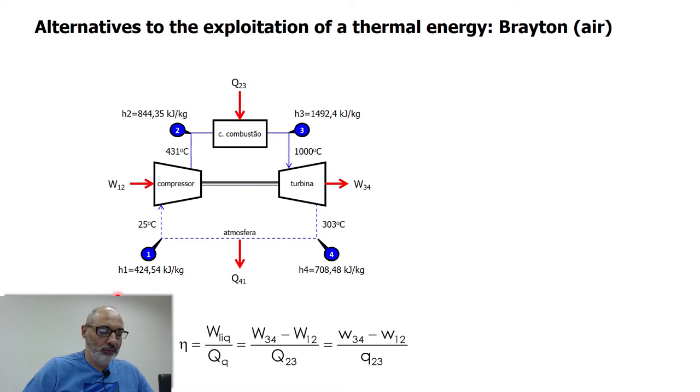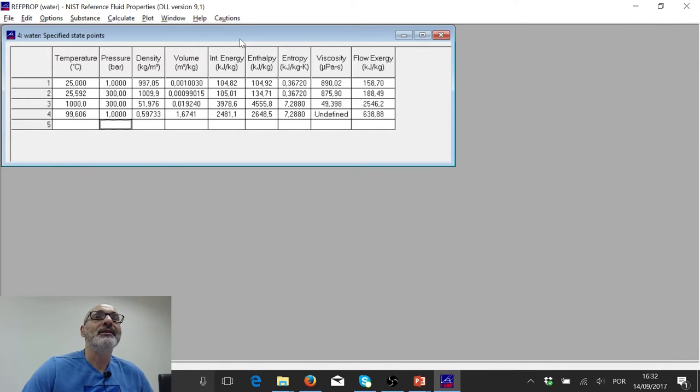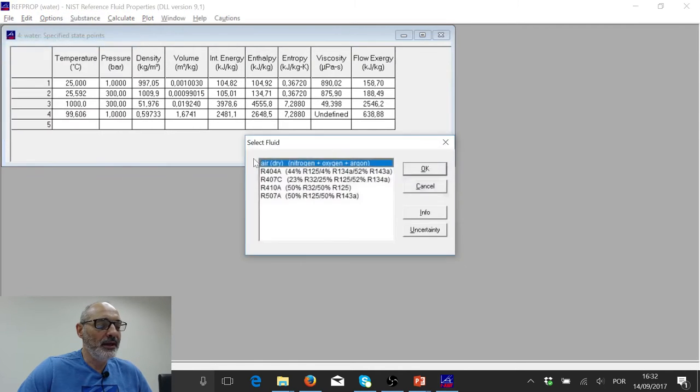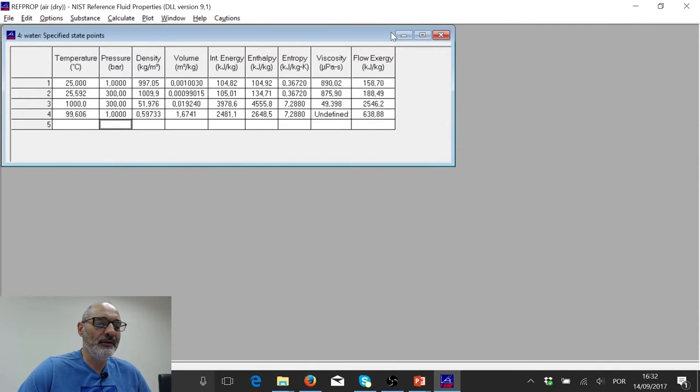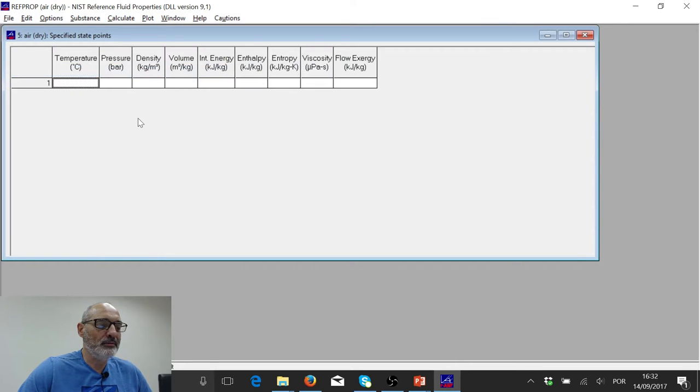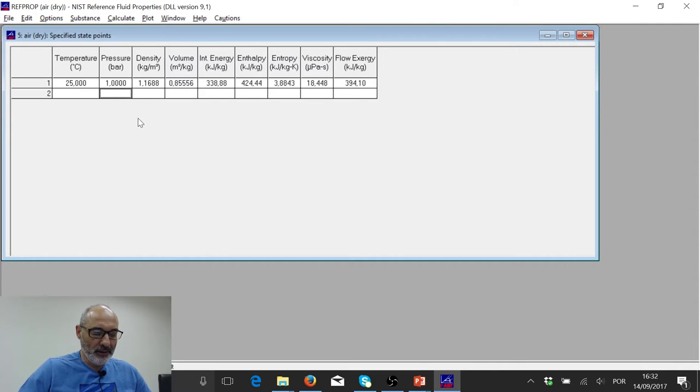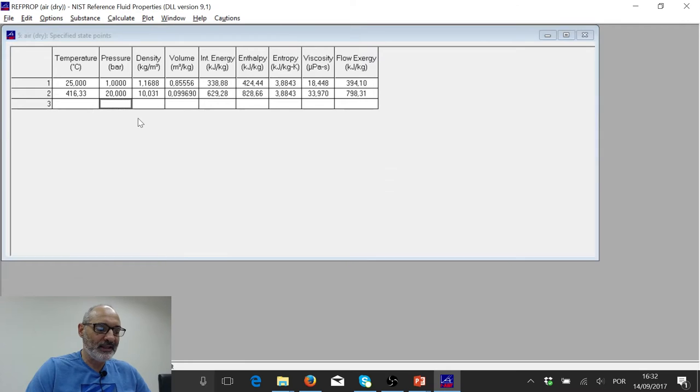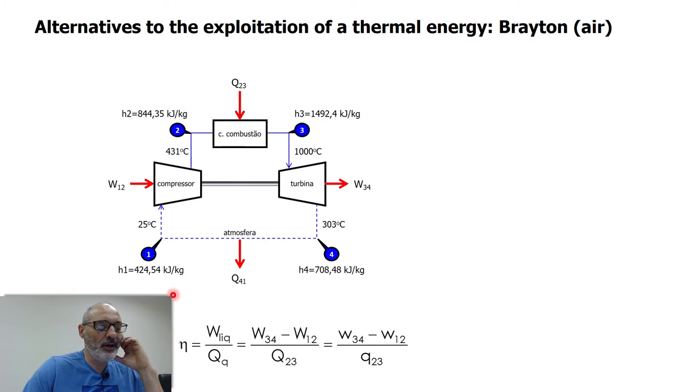So for the last time, we go to our thermodynamic property calculator. We choose the substance. Air is a pseudo pure fluid, and we calculate the point. So 25 degrees, one bar. Then the working pressure can be 20 bar, the same entropy, and so on and so forth. 3.8843, and et cetera. The same thing. So I did that for air. I got these enthalpies, H1, H2, H3, and H4.